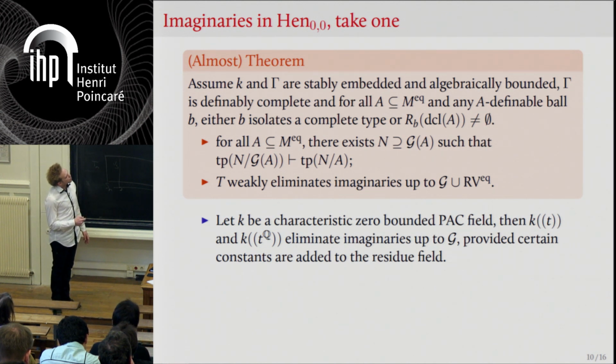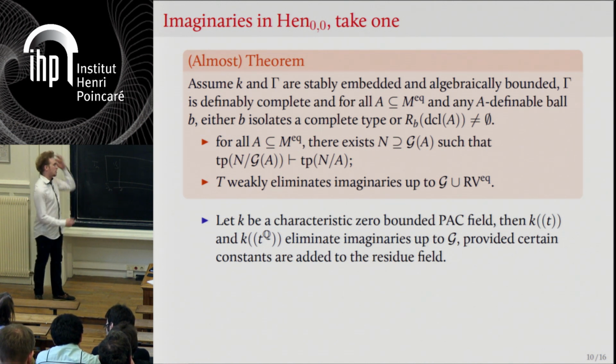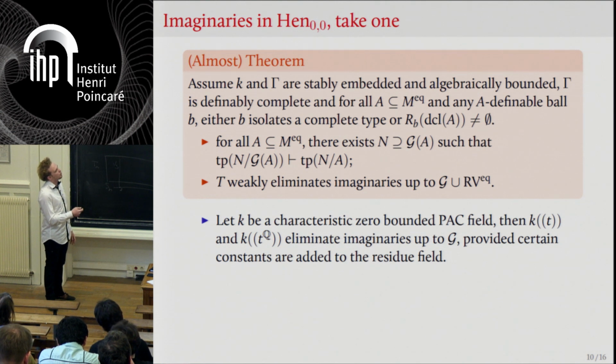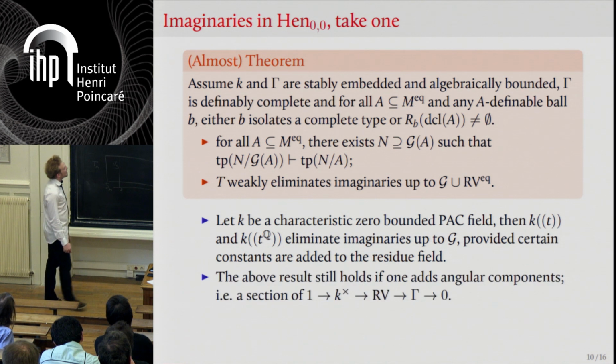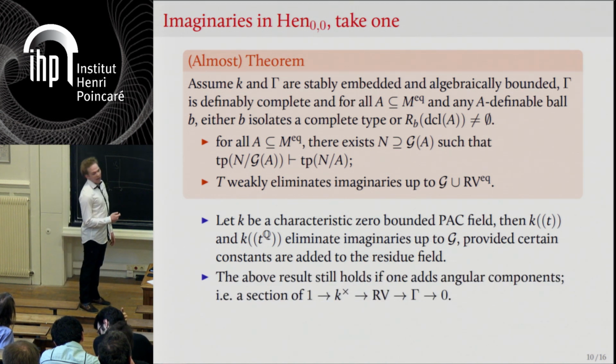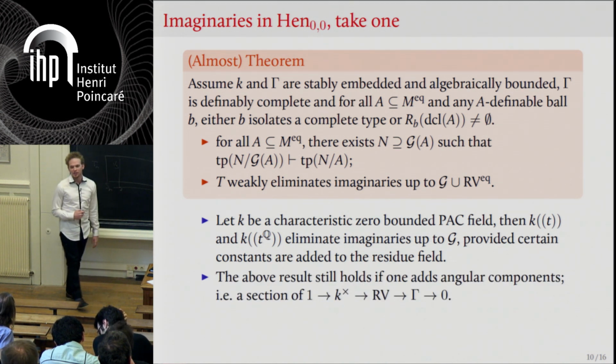And so I get elimination up to G, provided you add constants to the residue field so that it eliminates imaginaries. So these are the constants that are needed to encode the Galois group. Okay. Well, maybe I should also have put that in orange because it depends on the normal theorem. But also, I find that extremely cute.